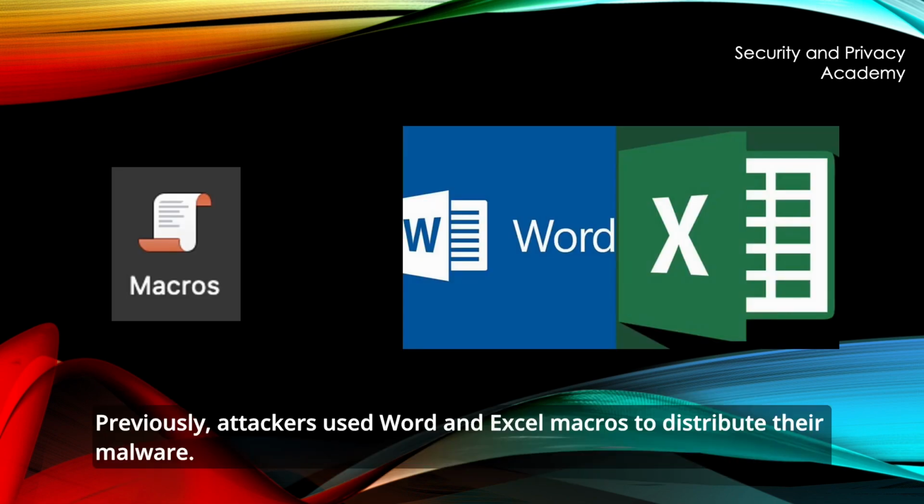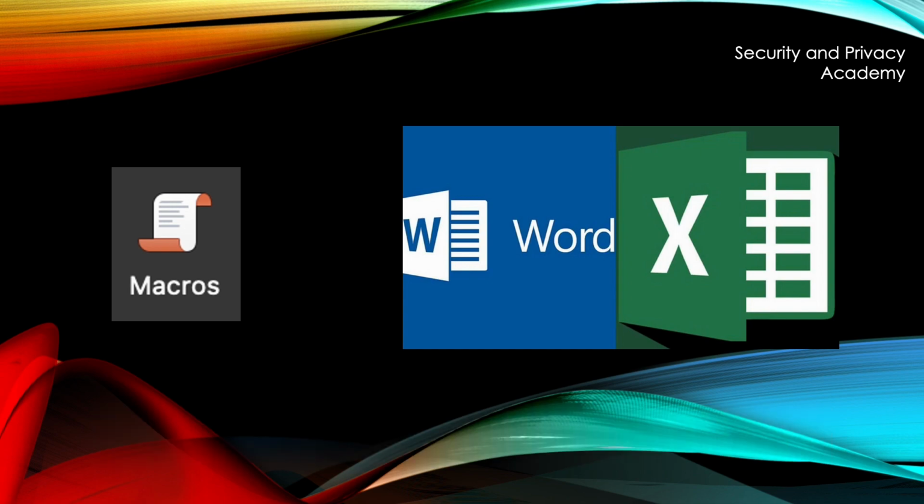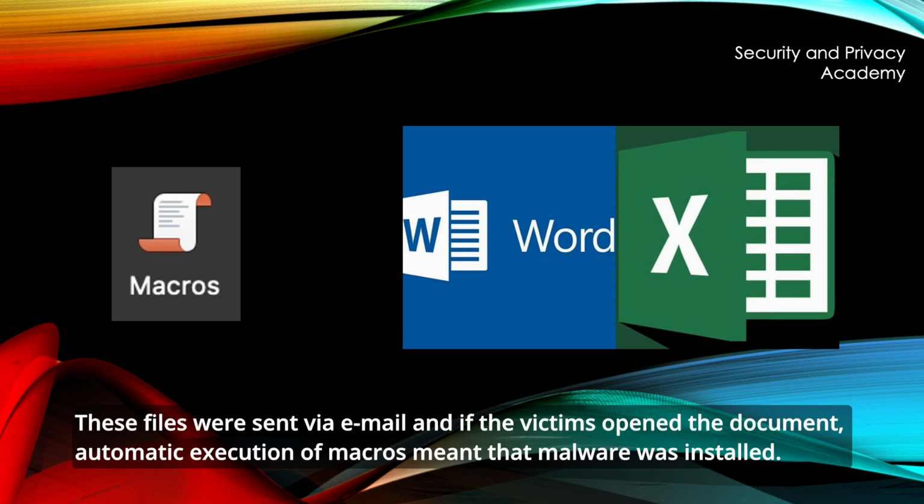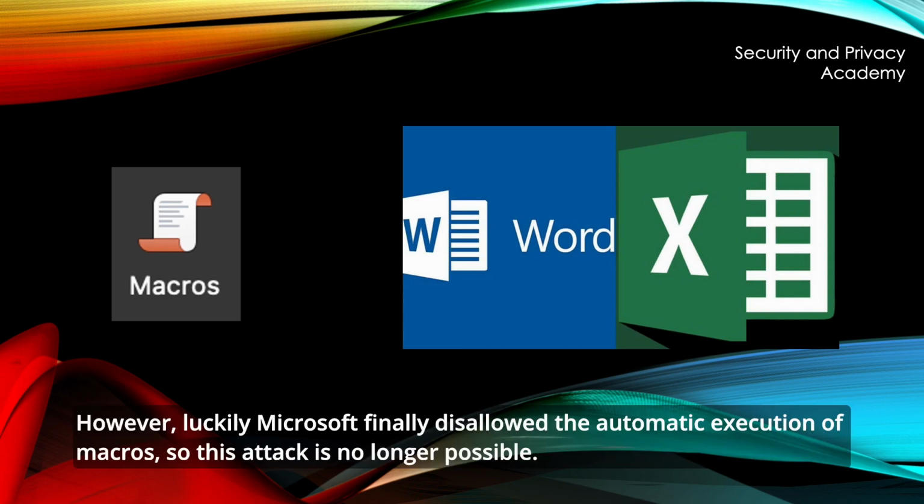Previously, attackers used Word and Excel macros to distribute the malware. These files were sent via email, and if the victims opened the document, automatic execution of macros meant that malware was installed. However, luckily Microsoft finally disallowed the automatic execution of macros, so this attack is no longer possible.